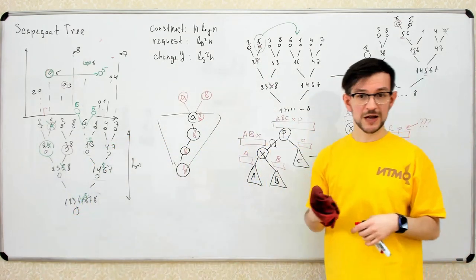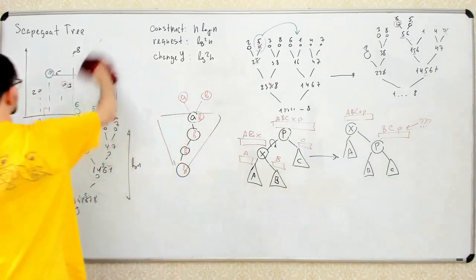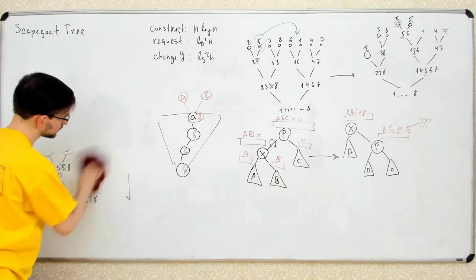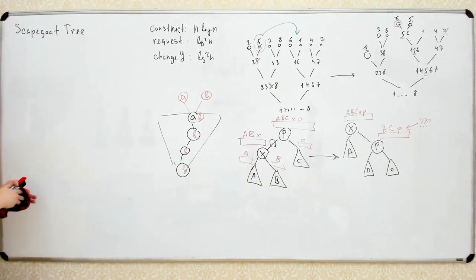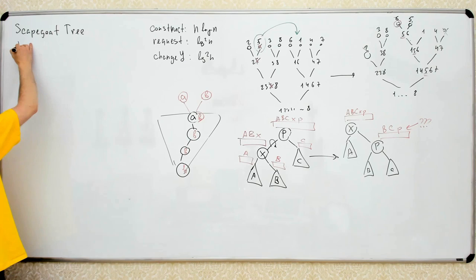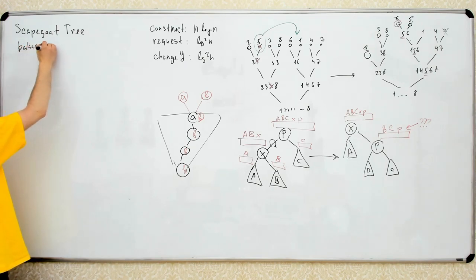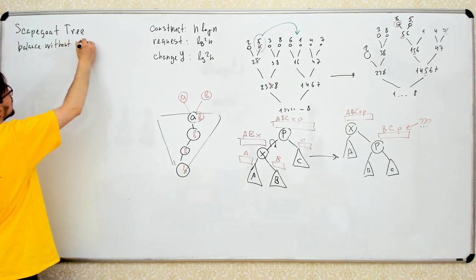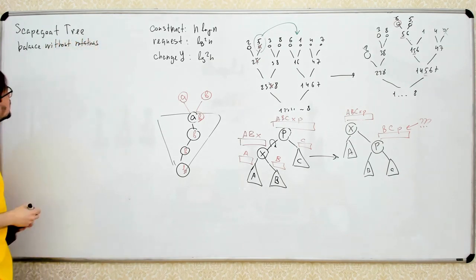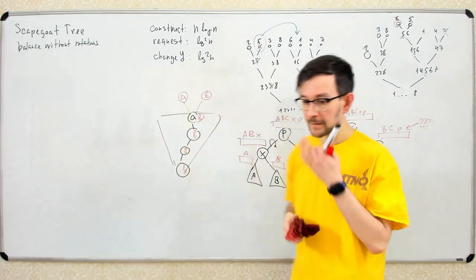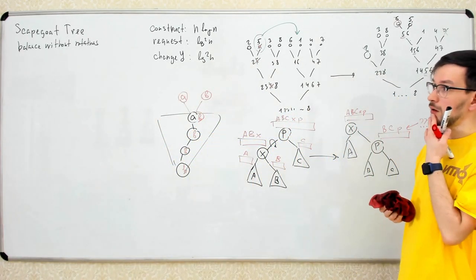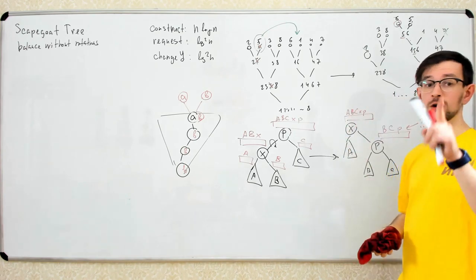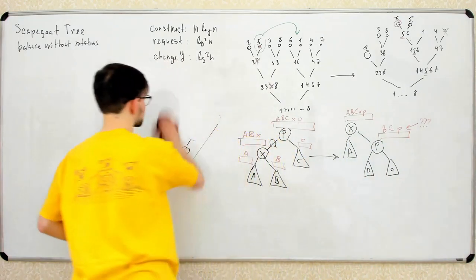And this tree is a scapegoat tree. Write it here. Let's go. So how do we balance a binary search tree without rotations? Very cool technique. Let's go.